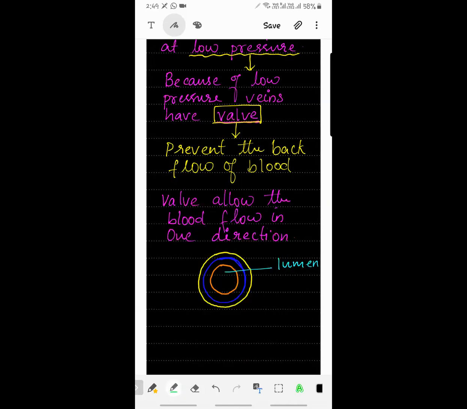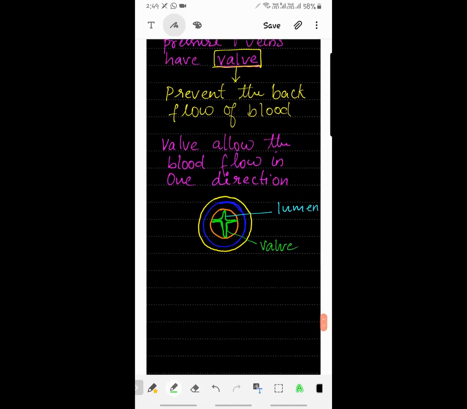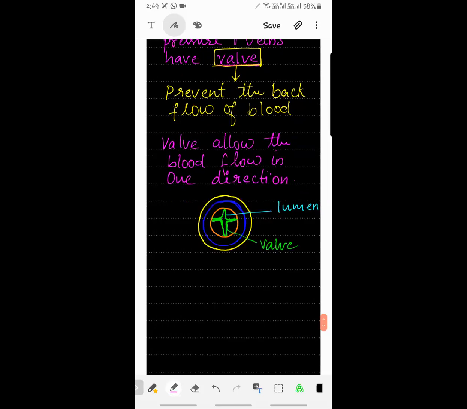In this, one valve is present like this. So when blood flows through this, it will be stopped. Because of the presence of this valve, the blood reaches the heart again. It will not be any problem. Blood flows in one direction and the backflow is prevented.